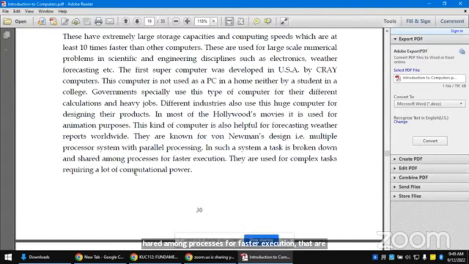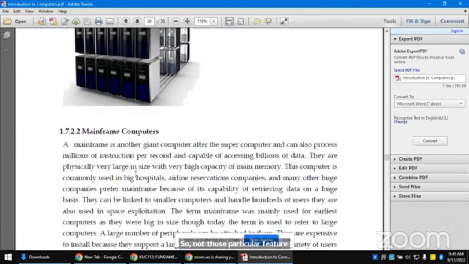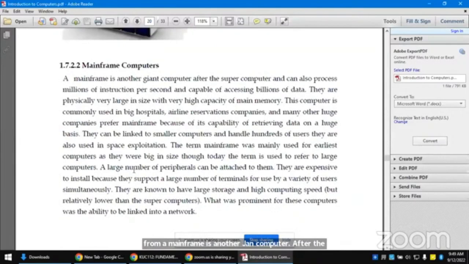Then we have the mainframe. A mainframe is another giant computer after the supercomputer and can also process millions of instructions per second and is capable of accessing billions of data. They are physically very large in size with very high capacity of main memory. This computer is commonly used in big hotels, airline reservation companies, and many other huge companies prefer mainframes because of their capability of retrieving data on a large basis. They can be linked to smaller computers and handle hundreds of users. They are also used in space exploration.